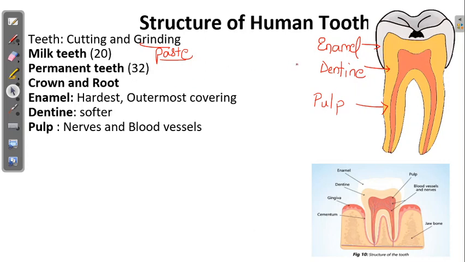Okay, so any pain you get in your teeth or anything you sense by your teeth is because of the nerves present in the teeth. Where are the nerves present in teeth? It is present in the pulp region. Okay, so this red color region is rich in blood vessels, arteries, veins, capillaries, and it consists of nerves as well.